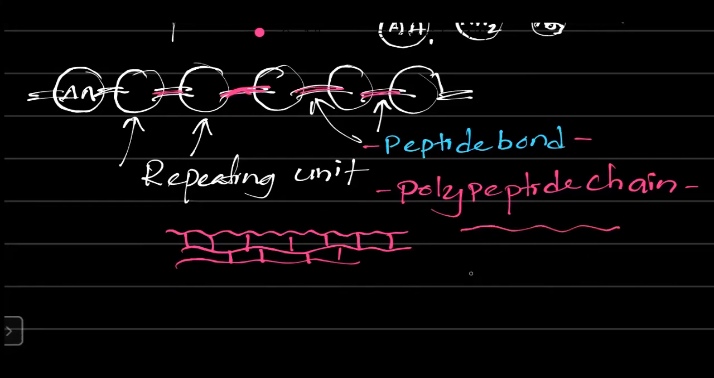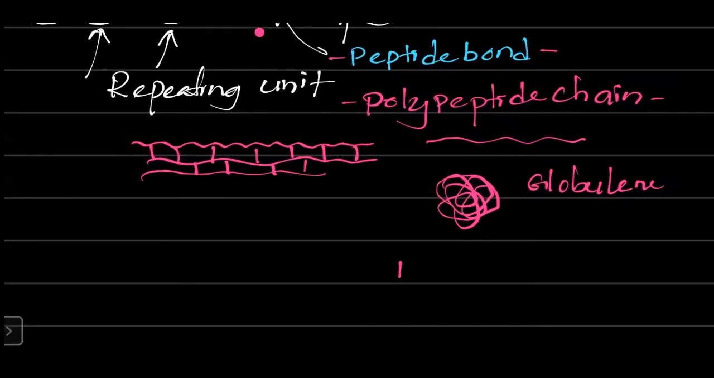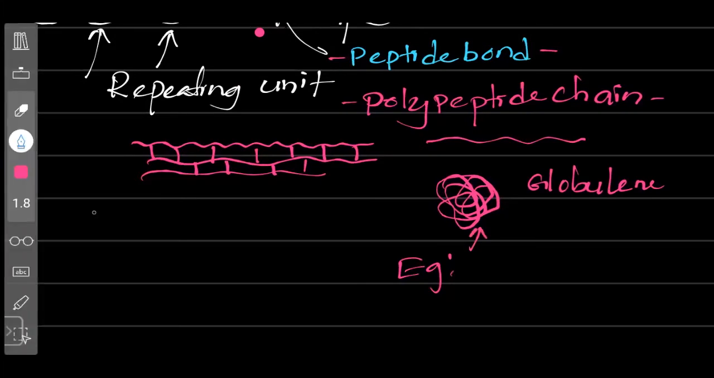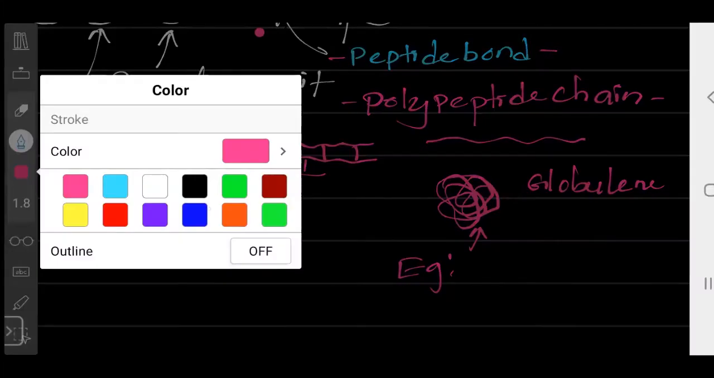Sometimes it makes a globular structure like this. This is known as a globular protein. Example, hemoglobin.